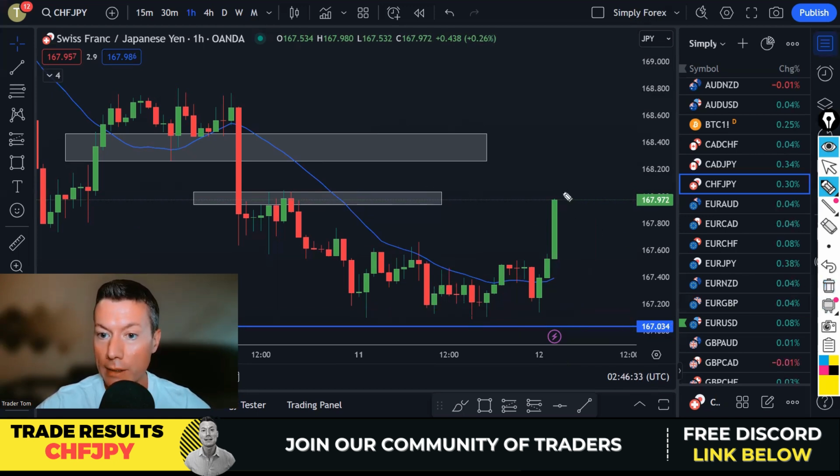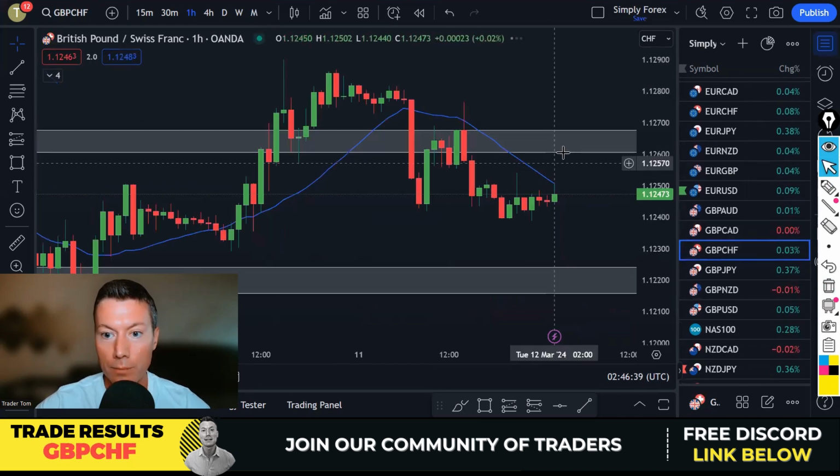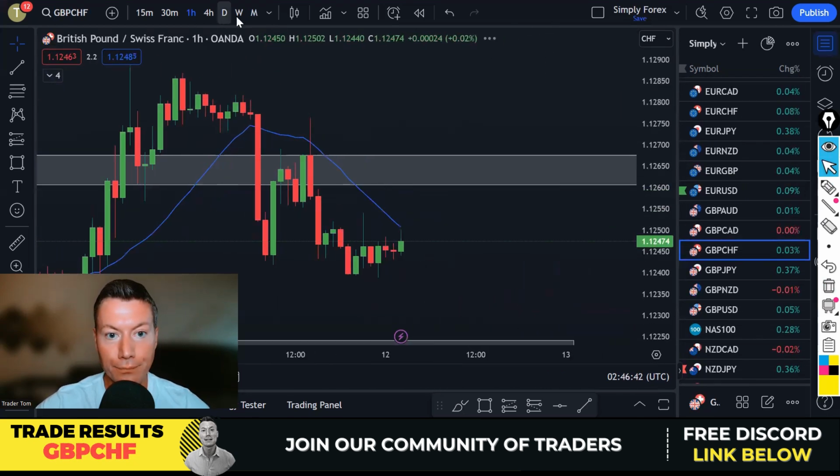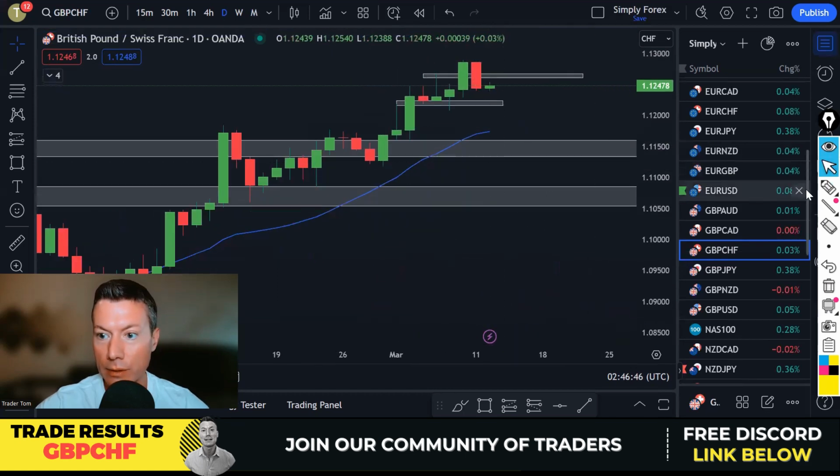That was the only trade that I took yesterday. We did look at some other pairs, though, so let's quickly look at them. So pound Swiss franc. We were looking to buy this. This was the day chart.